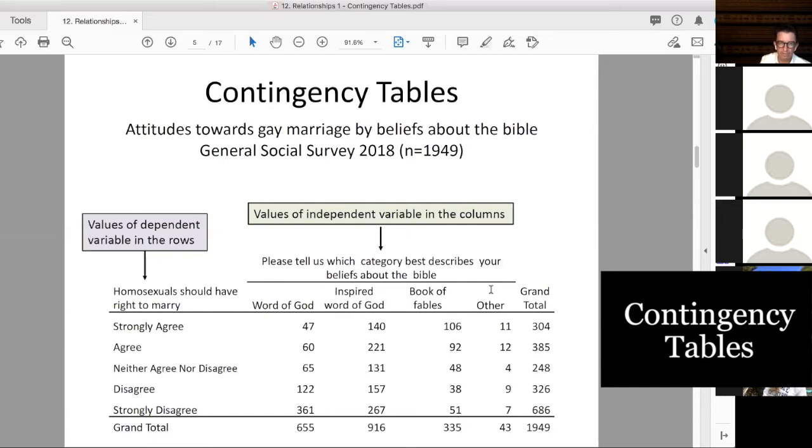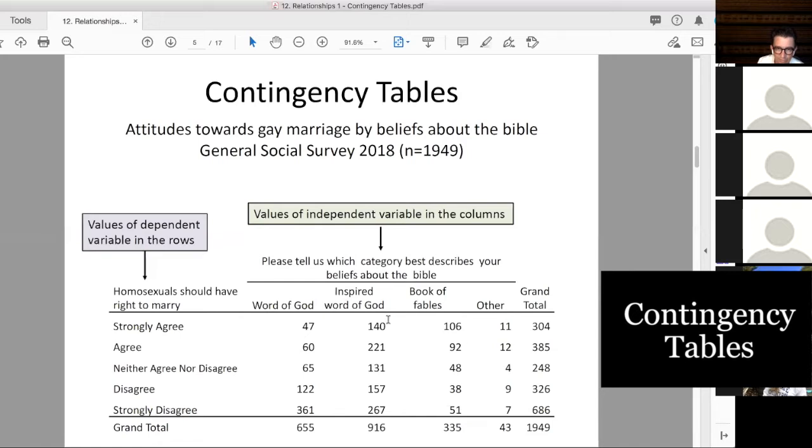And you remember this variable because you did your homework about it. And it's respondents' beliefs about the Bible. And the way that question was asked was, please tell us which category best describes your beliefs about the Bible. Is it the actual Word of God? Is it inspired by the Word of God? Is it a book of fables, or other? Right? So you have the dependent variable and the independent variable.